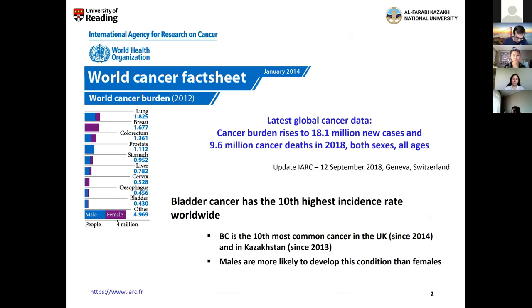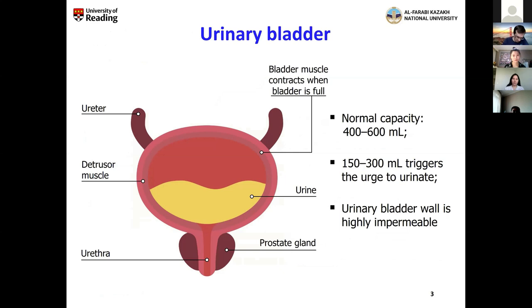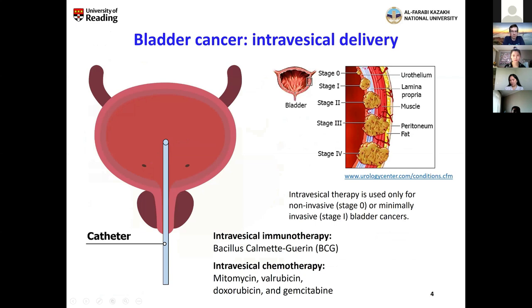So this is the urinary bladder. The normal function of the urinary bladder is that when it fills to a certain volume in ml, it triggers the urge to urinate, and the urinary bladder is highly impermeable in nature. So to treat bladder cancer, there is a specific type of administration called intravesical drug delivery. Compared to systemic administration, it has minimized side effects.